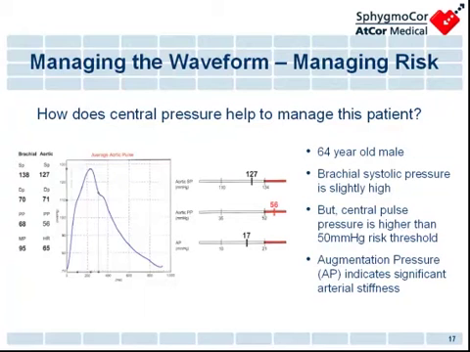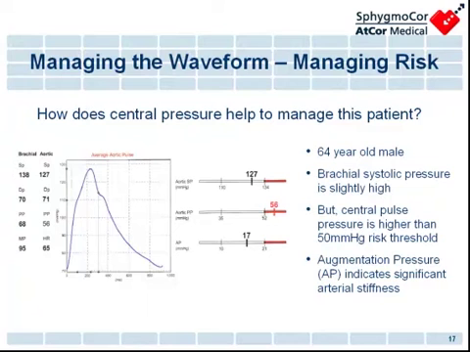138 over 70 is actually not a bad number. So should I just use diet and exercise? Should I get him a little salt restriction and have him exercise a little bit? Should I put him on an agent? Should I put him on multiple agents? I don't get enough information from 138 over 70.